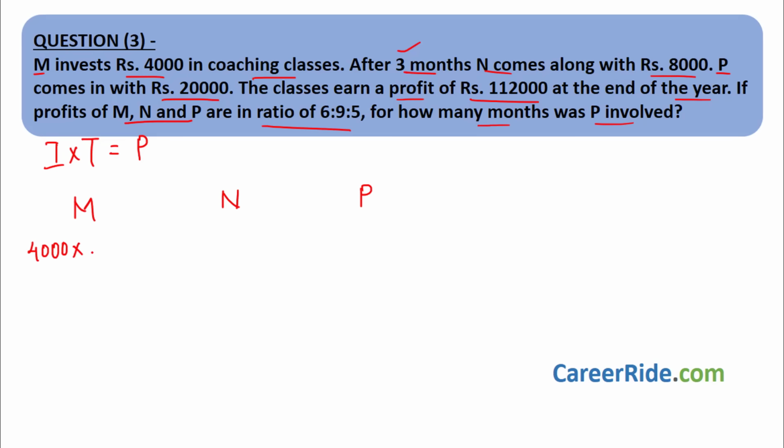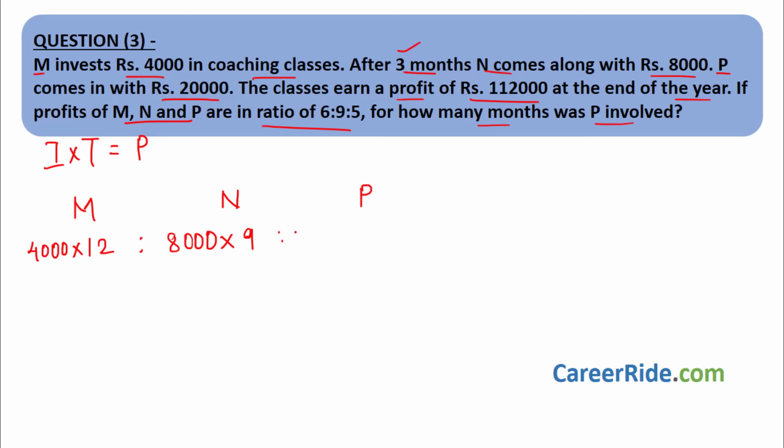Since M invests 4,000 in coaching classes, no time period is given for M and they earn the profit at the end of the year. We should take the time period for M as 12 months, that is 1 year. Then N comes along with its own 8,000 rupees. Now N comes after 3 months. So what would be the time period for N? It would be 12 months minus 3 months, that is 9 months, right?